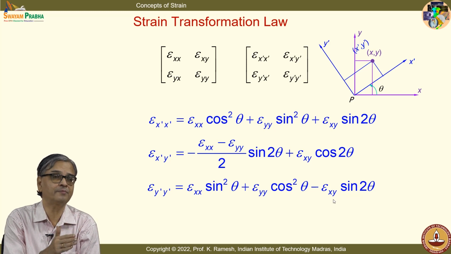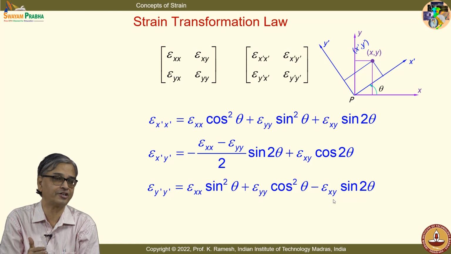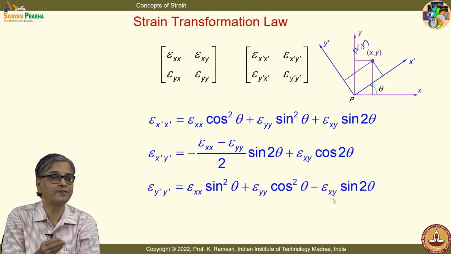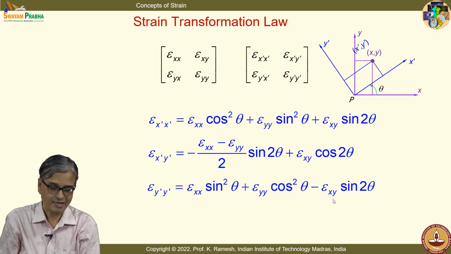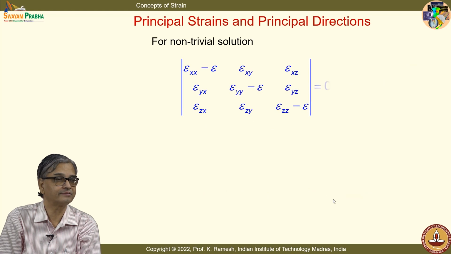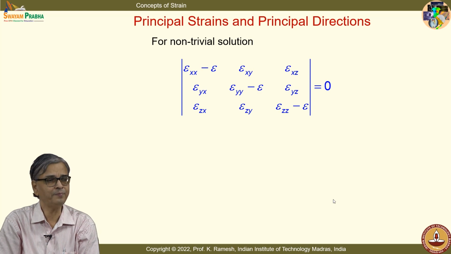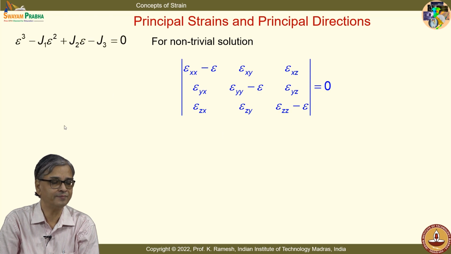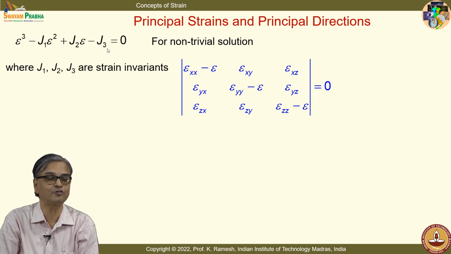So, from the stress transformation law, we have gone to the strain transformation law. In stress analysis, we determined the principal stresses and their associated directions. Here, we will find the principal strains and the angular orientation of the principal directions. In a similar way, I have to coin this as an eigenvalue and eigenvector problem. So, I have to find out what epsilon 1, epsilon 2 and epsilon 3 are, and to make your life simple, I will also give you this expression: epsilon cubed minus J1 epsilon squared plus J2 epsilon minus J3 equal to 0.